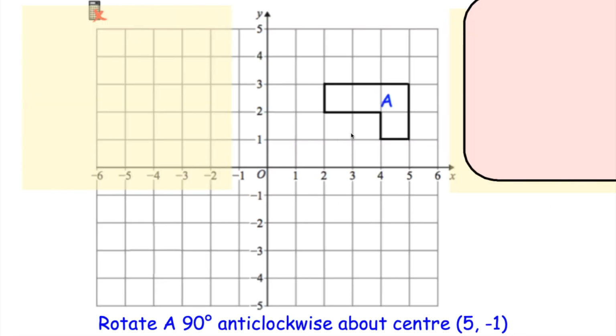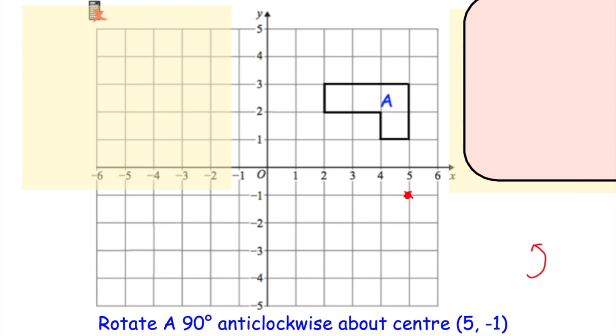Okay, so question number 8, we've been asked to rotate the shape A 90 degrees anti-clockwise about the point 5, -1. So let's plot that point 5, -1. So 5, -1 will be here, so that's our center of rotation here. And we want to rotate 90 degrees anti-clockwise, so that's anti-clockwise about that point.